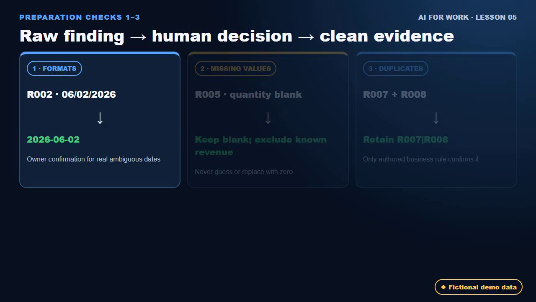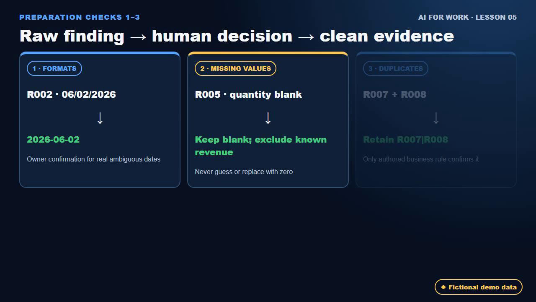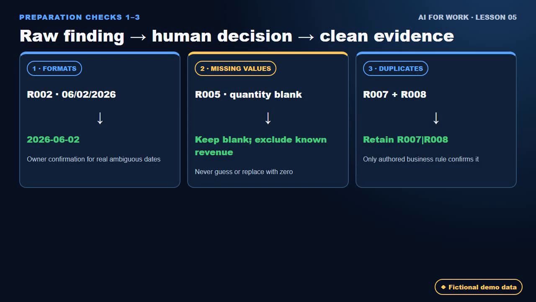First, formats. R002 uses an ambiguous-looking date. In this authored fixture it means June 2, 2026, so the clean copy uses the unambiguous date June 2, 2026. With real data, confirm the meaning with its owner. Second, missing values. R005 has no quantity. Keep the row and the blank, but exclude it from known revenue totals until the owner resolves it.